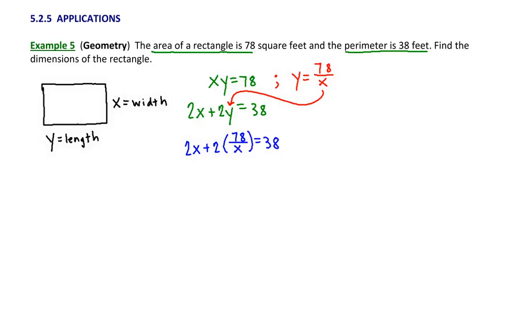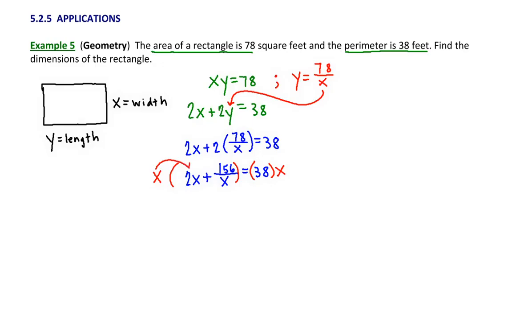So we have one equation and one variable. We just need to solve this equation. So I'm going to start by multiplying those fractions together. Think of that as 2 over 1 times 78 over x. So 2 times 78 gives me 156, and we have an x in the denominator. Remember, one technique that we learned this semester with rational equations is to clear the fractions by multiplying both sides by the LCD. So I'm going to multiply the left side by x and the right side by x.